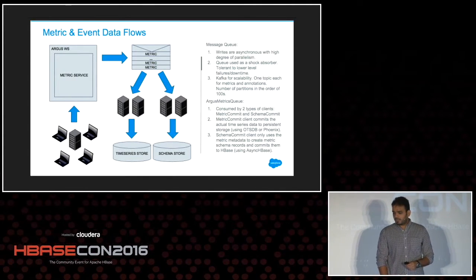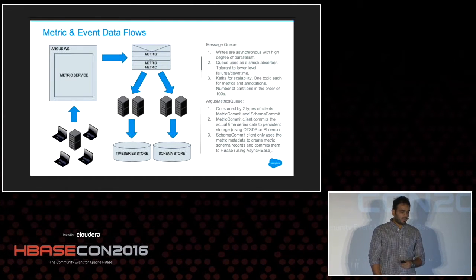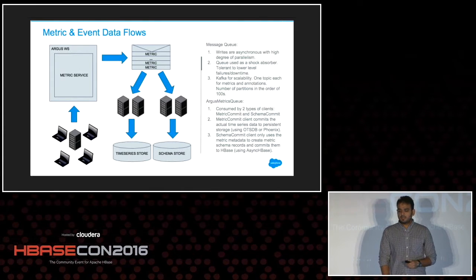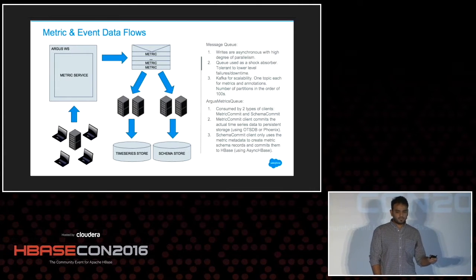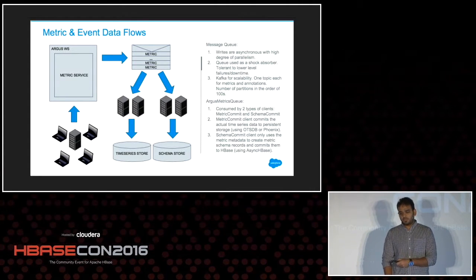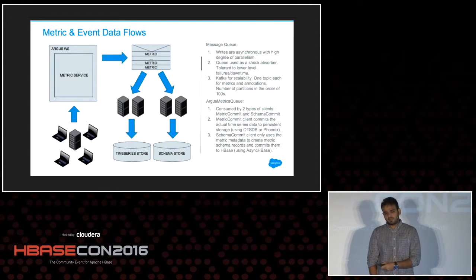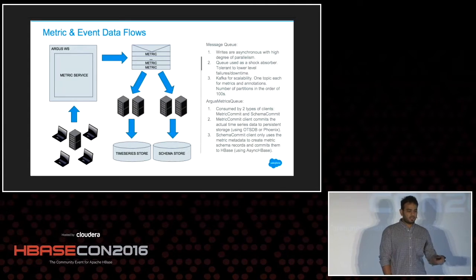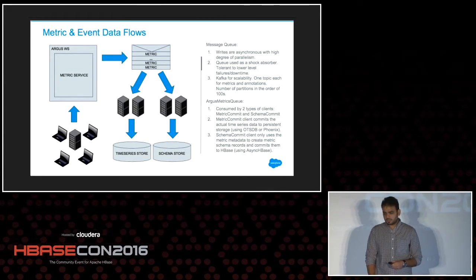So moving on, we have the metric and event data flows. So metrics and events, the writes for both of them are asynchronous, meaning that when someone does a post to either the metric endpoint or the event endpoint, the web server first writes them to the queue. And then again, we have an army of metric commit clients and event commit clients that asynchronously poll the queue and persist it to the persistent storage.